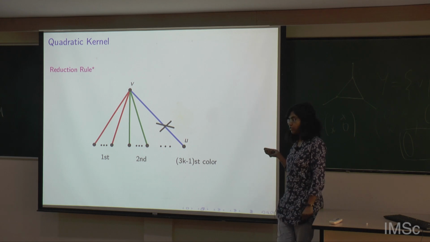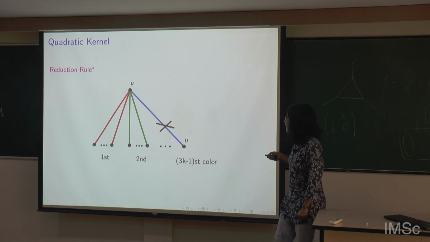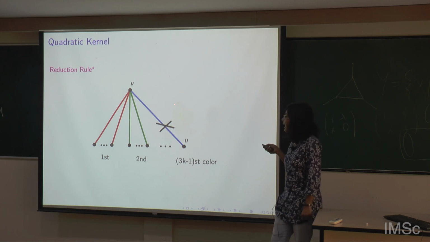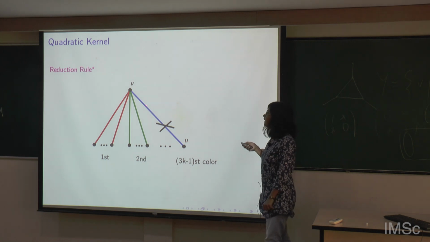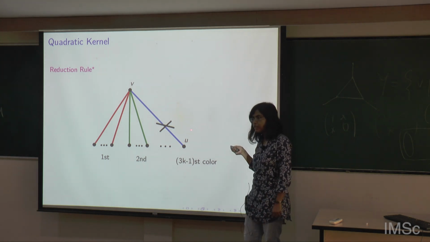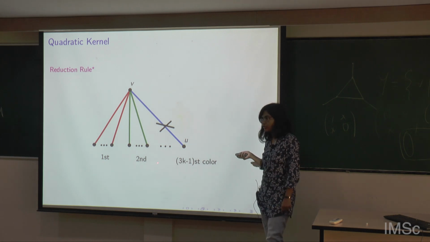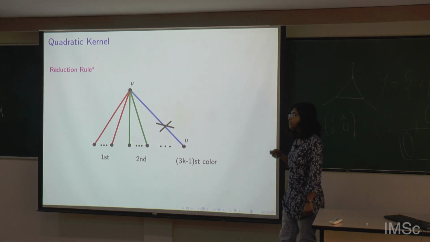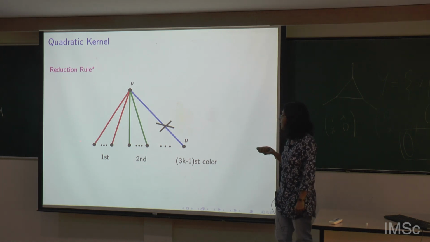So why is this reduction rule correct? Suppose I deleted this edge and the new graph has a colorful matching, then obviously the original graph also has a colorful matching, because the new graph is a subgraph of the original graph. For the other direction, suppose the original graph has a colorful matching. If that matching does not include this deleted edge, then it also gives me a colorful matching for the reduced graph. But if it includes this edge, then I must give you another colorful matching, or another solution.